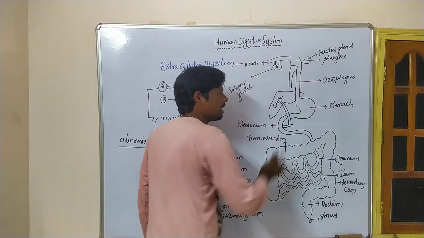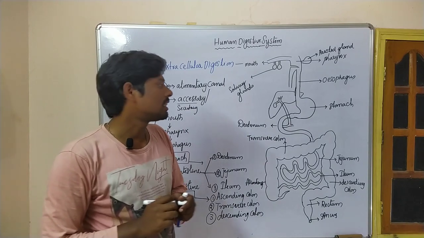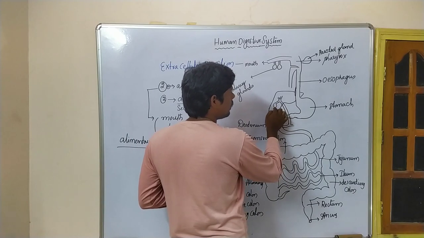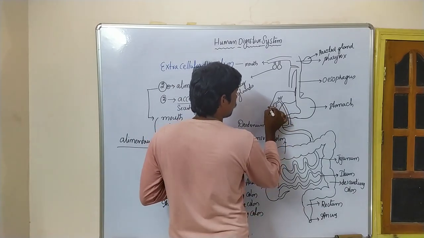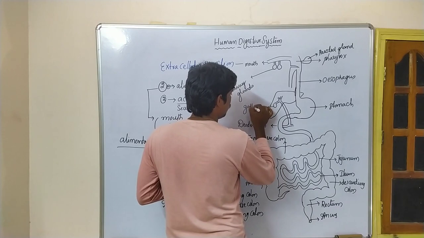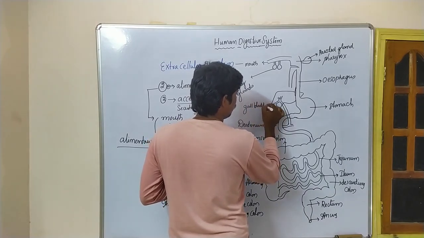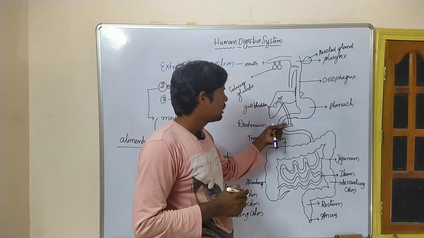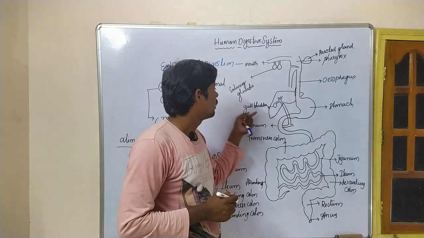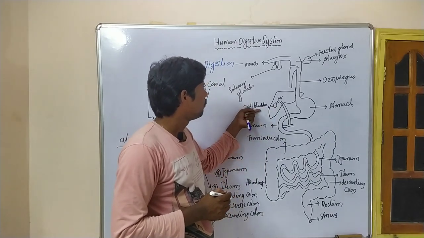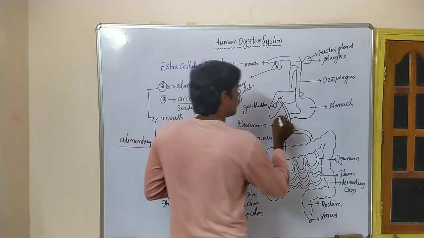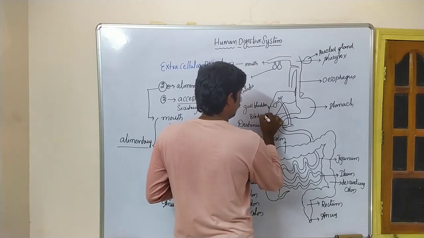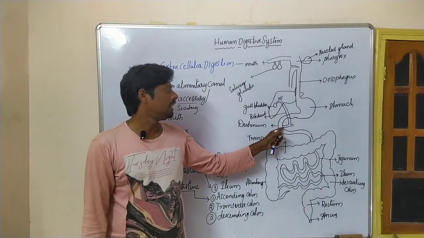The liver produces the bile juices or bile salts. That bile juice is collected by the bile duct and stored in the gallbladder. Whenever we want the bile juices for the digestion process, the gallbladder secretes the bile juices through the bile duct into the duodenum.